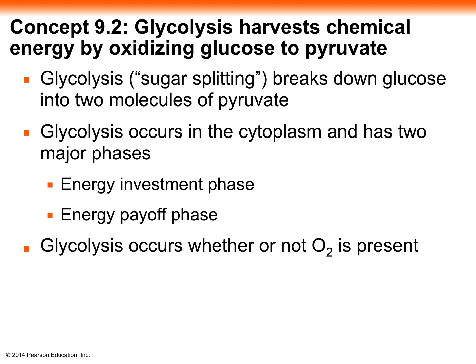Let's start with glycolysis. The word itself comes from splitting sugar, breaking down glucose into two molecules of pyruvate. Glycolysis occurs in the cytoplasm, not in the mitochondria, and has two major phases. The energy investment phase, where we actually have to add a little bit of energy in, and then of course the second, which is the energy payoff phase, has to occur. Otherwise, what's the point of glycolysis in the first place? Glycolysis occurs whether you have CO2 or whether you don't have CO2. Glycolysis can always proceed forward.